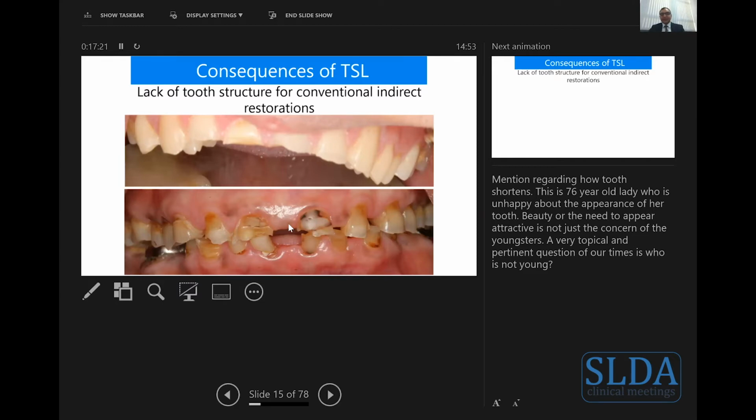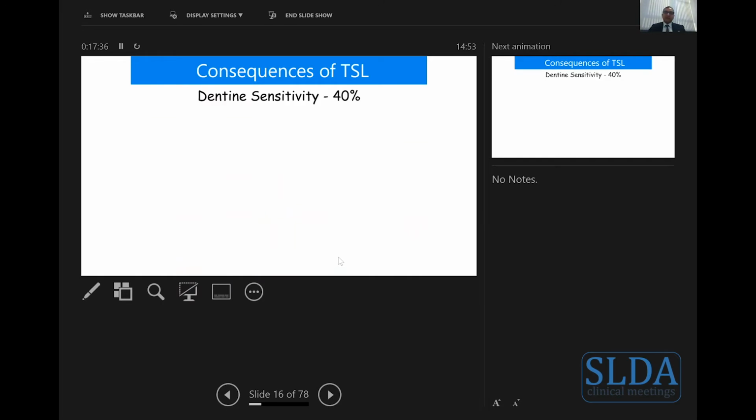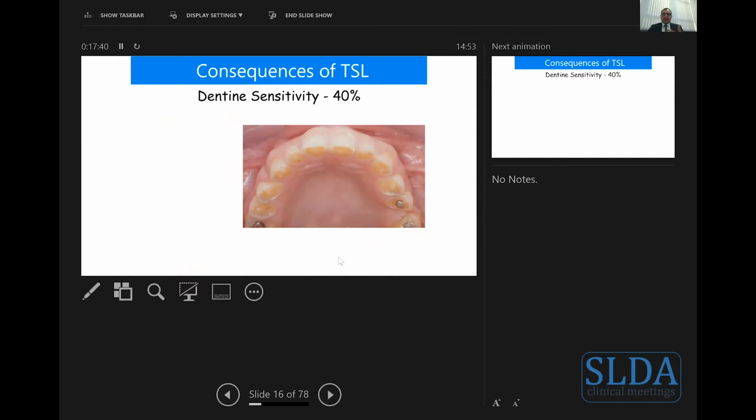As I'm getting older, and I'm very reluctant to think that I'm getting older, I still feel young, and that's the case with most of us, I believe. So this desire for our patients to look attractive needs to be addressed, and that's where one of the interventions could help us. The other consequence, of course, is dentin sensitivity.